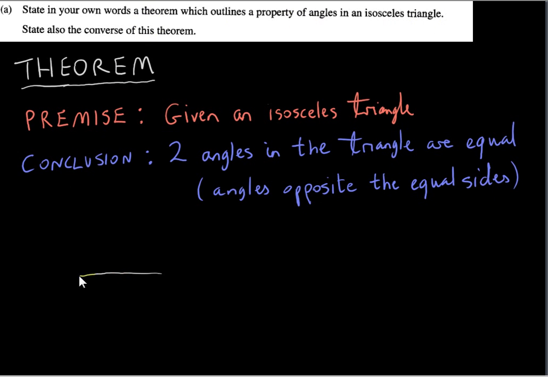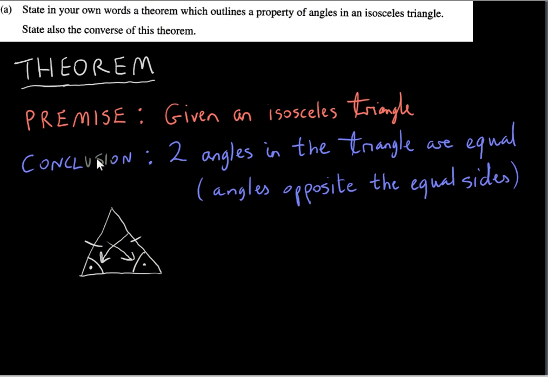So if we are given an isosceles triangle, that's a triangle which has two equal sides. Let's suppose that these are the two equal sides. Then we can conclude from that premise that we have two equal angles. And the two equal angles are the angles that are opposite the equal sides. Now the angle in between the equal sides can be any value. Not interested in that angle.